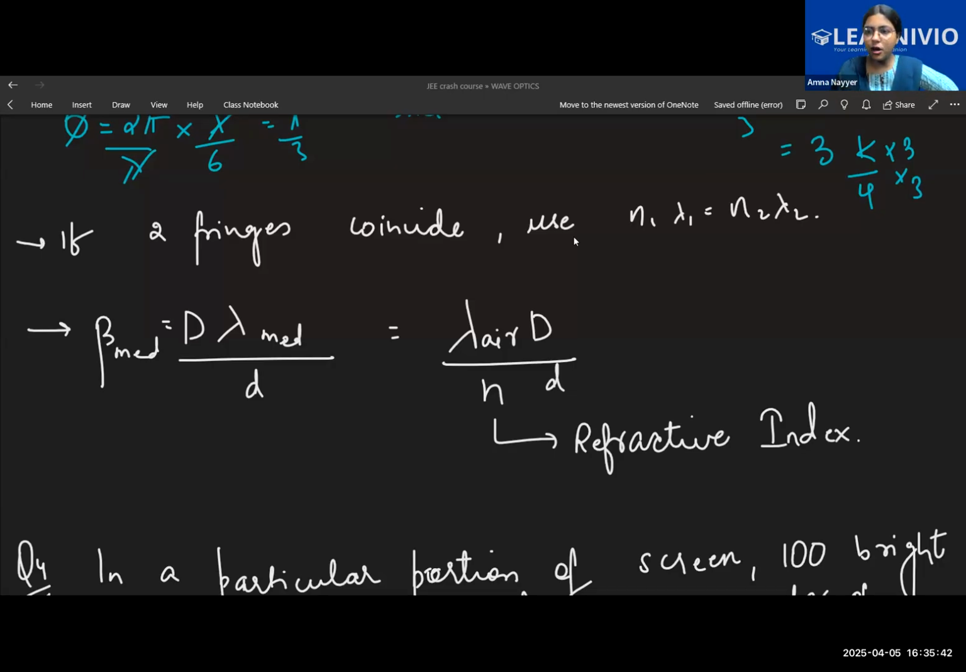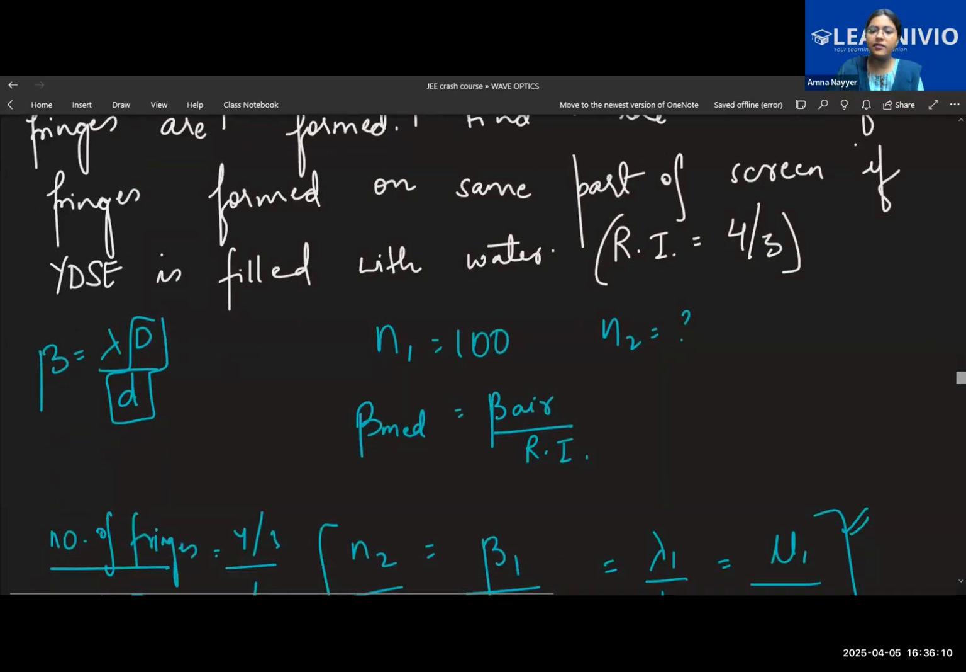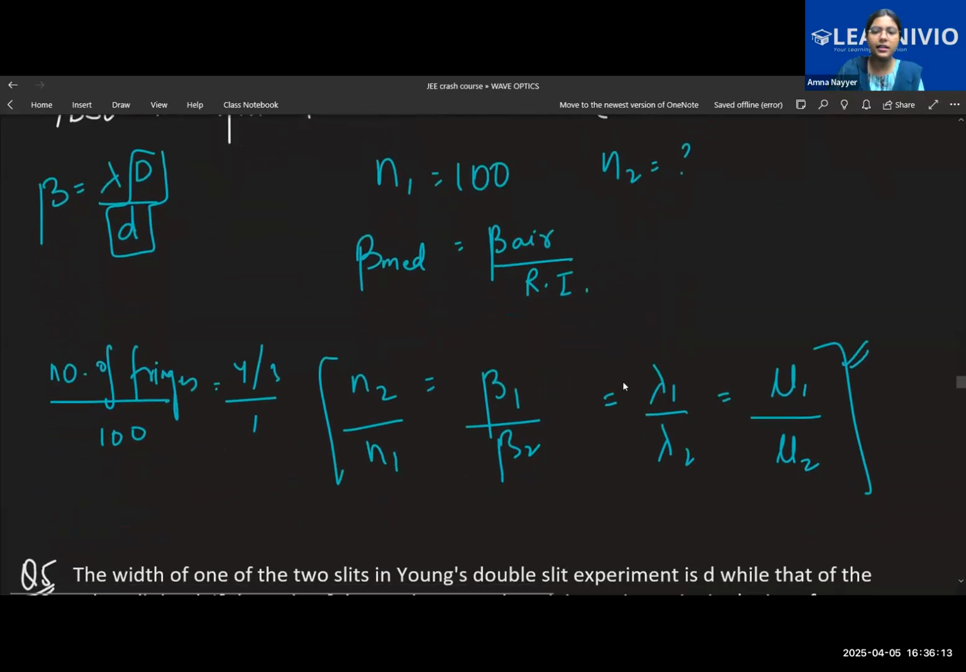Yesterday we stopped at this point where we were seeing the entire YDSE experiment dipped in water, right? That question we were doing. So what did we study? Whenever the medium changes, the fringe width of that medium becomes 1 by n times the fringe width of air. That's what we have seen. Now, let us continue with the question. One question was left from this part. This you have done. Yesterday you wrote this, right? Yes, ma'am.